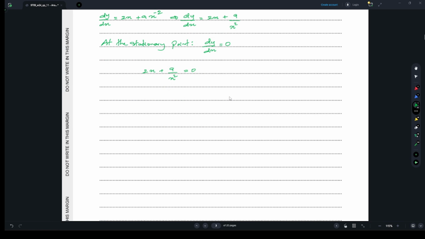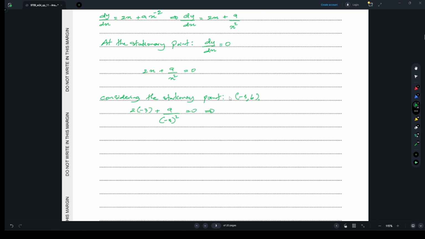So considering the stationary point, the point which is minus 3, b, we can substitute the variables here. So here we don't have y, but we have the x value, so we can substitute. So 2 times minus 3 plus a over minus 3 squared equals 0.